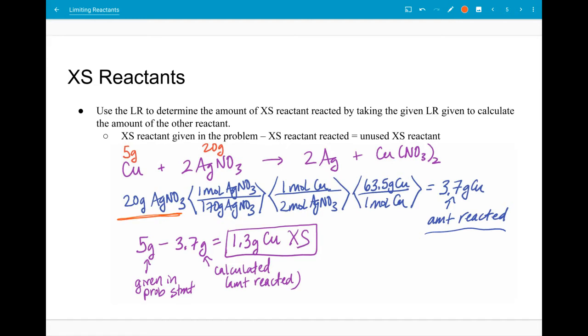So here I'm taking my limiting reactant, 20 grams of AgNO3, and I'm finding that 3.7 grams of copper is actually reacted. So to react 20 grams AgNO3, I need 3.7 grams of copper. Well, in the problem statement, I was given 5 grams. I'm going to subtract that amount reacted, and then my excess is what is left behind. So that's 5 minus the 3.7, and that gives me the 1.3 grams of copper excess.